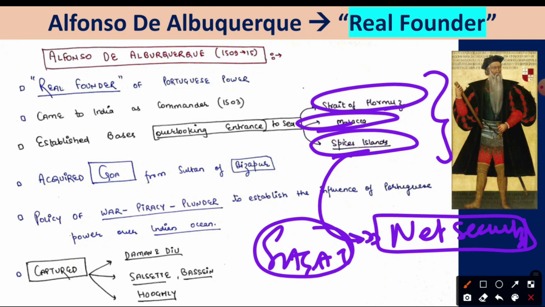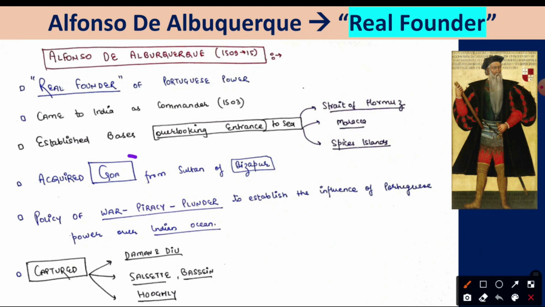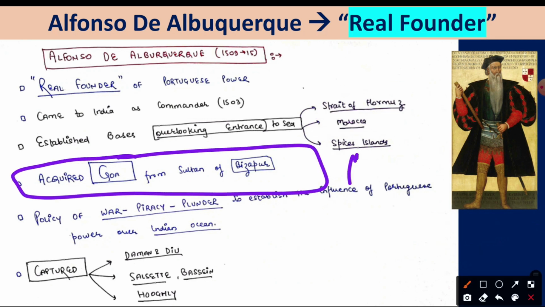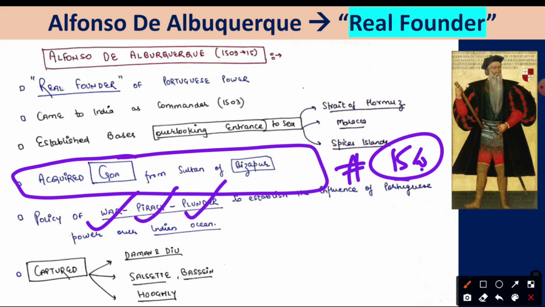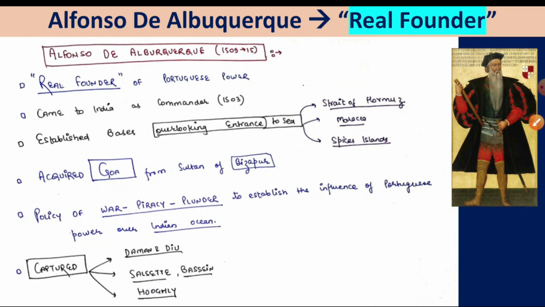He acquired, very importantly, why he is said to be the real founder, because he acquired Goa from the Sultan of Bijapur in 1510. He had the policy of war, piracy and plunder. The Portuguese also established themselves as sea pirates. They used to do a lot of plundering and all these things. He captured Daman and Diu, Salsette and Bassein and Hooghly as well.